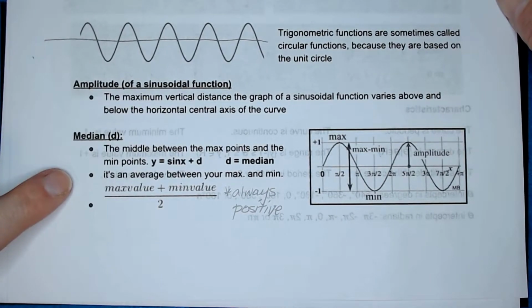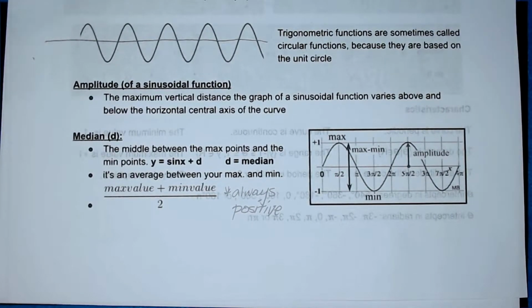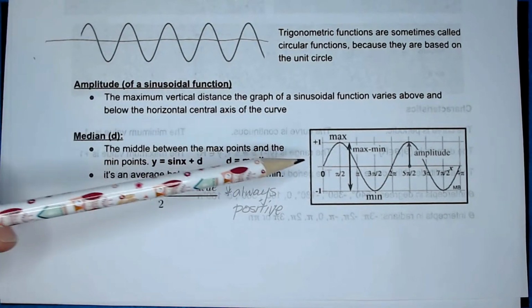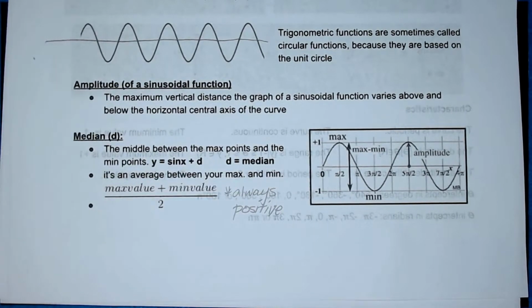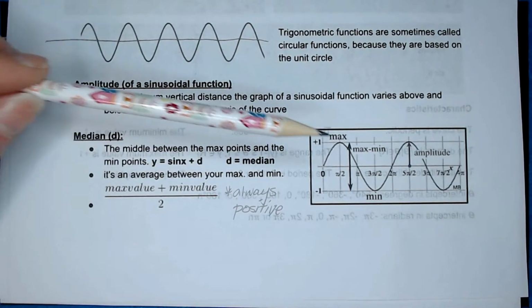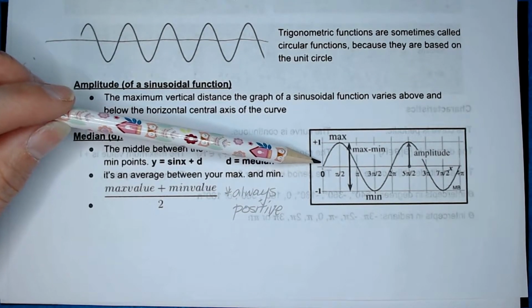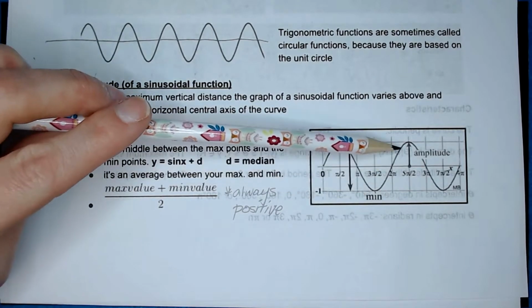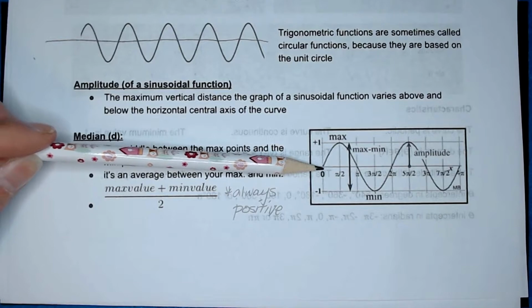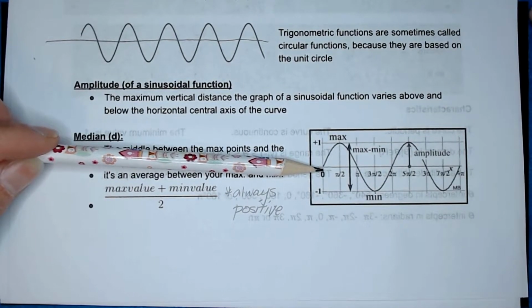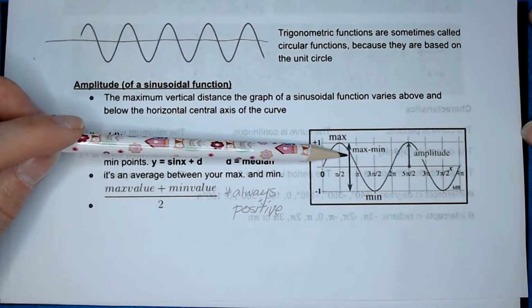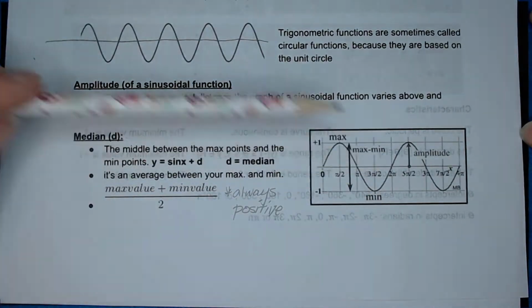And we'll also have a median line in all sinusoidal functions. So it's our y equals sine x plus d, where d is the median, and it's just representing that middle line. For example, in this one, it's 0. You typically will always get a positive value for that because the function is fluctuating about one specific horizontal line, and typically the value here, positive, cancels out the value here, negative.